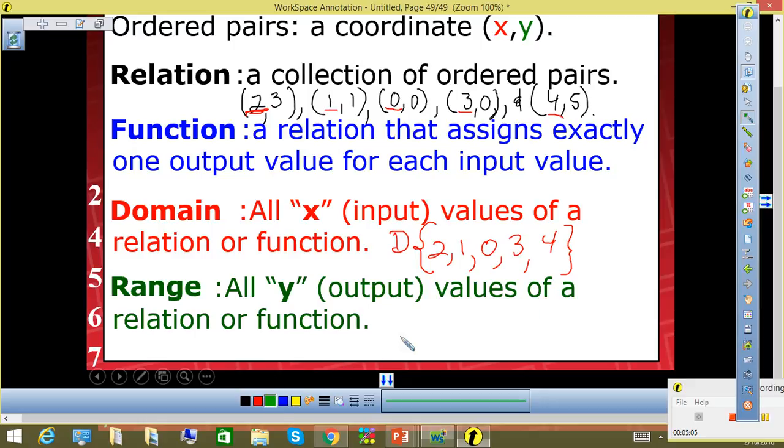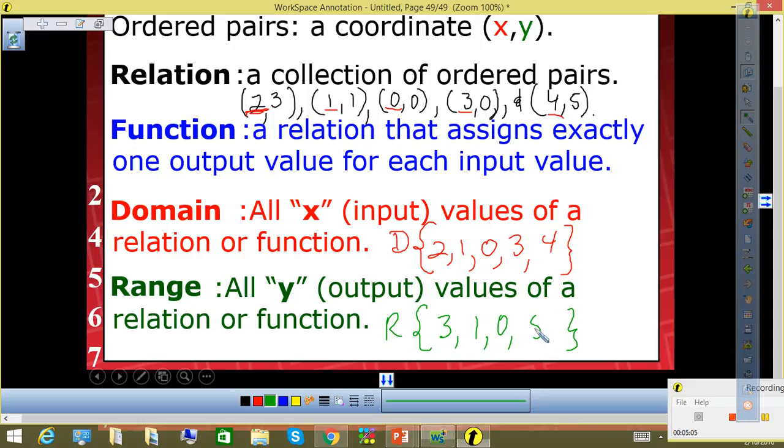All right. So, what is the range? Tell your neighbor what the range is. 3, 1, 0, 5. What do you guys notice? You forgot 1, 0. I only wrote 1, 0.